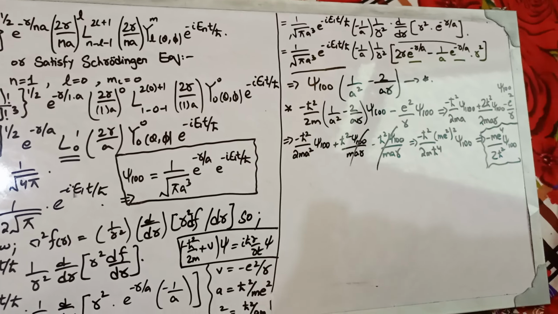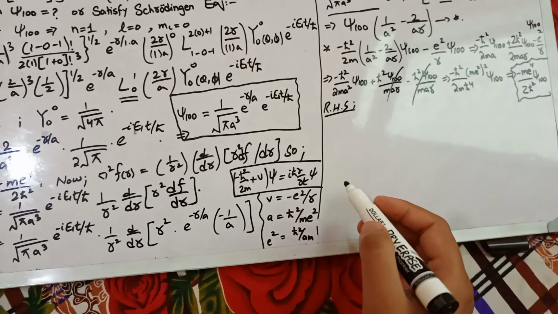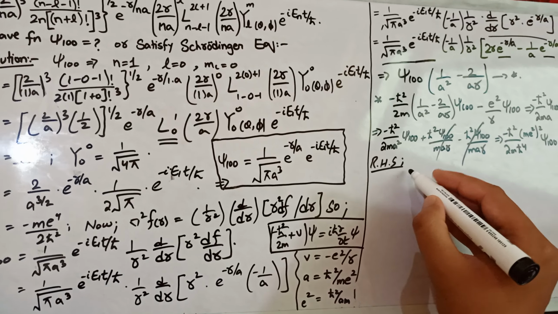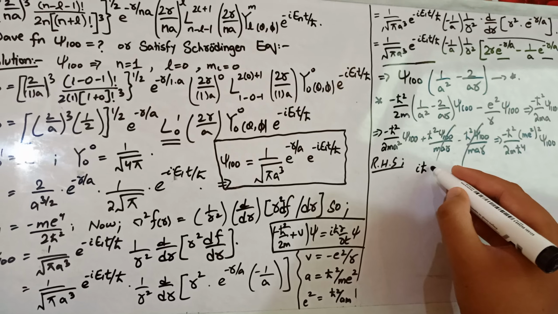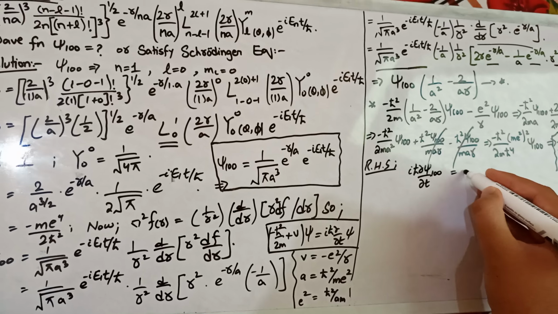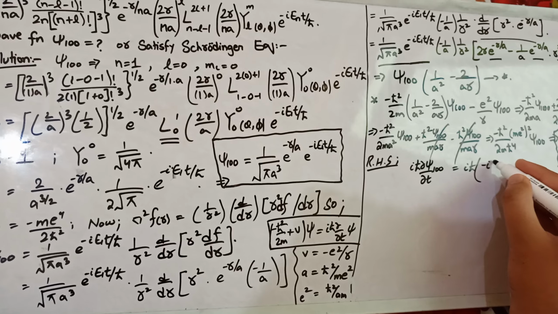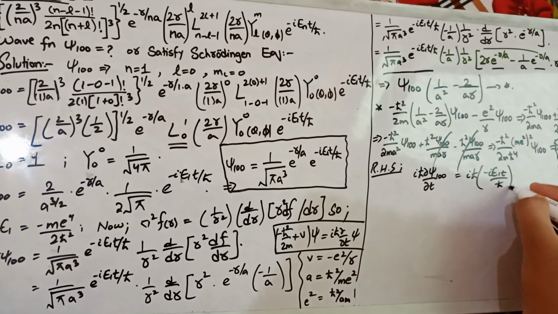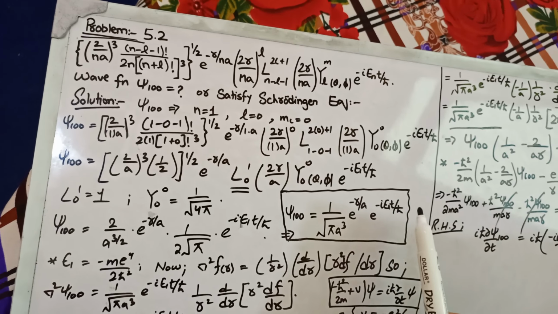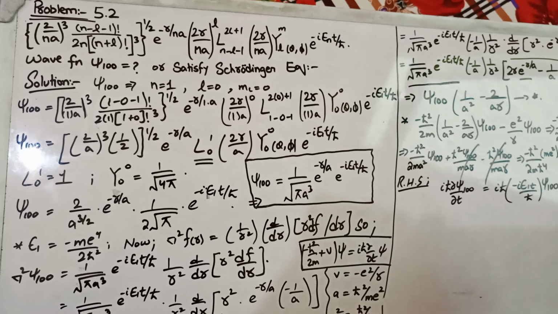Now you have to solve the right hand side of the Schrodinger equation. As you know, the right hand side is iota h cut partial by partial t psi. Now you have to put iota h cut partial by partial t psi 100, so it becomes iota h cut. Our psi relation in terms of t is, you know, minus iota E1 t divided by h cut, because you know that the time term is only this, okay, and it becomes psi 100.